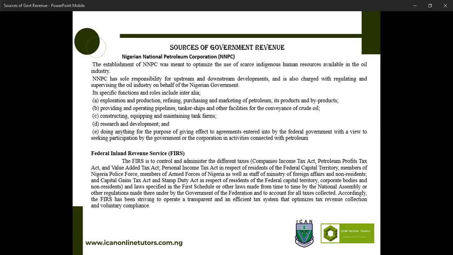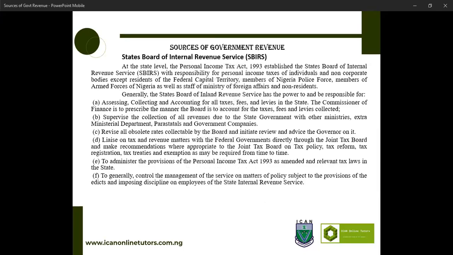And all these laws were specified in the first schedule of the Nigerian Constitution and other laws that will be made from time to time by the National Assembly or other regulations made under the government of the Federation, and to account for all tax collections, which is part of the responsibility of the FIRS. They are the ones to coordinate and monitor all tax collected. Accordingly, the FIRS has been striving to operate a transparent and efficient tax system that optimizes tax revenue collection and voluntary compliance. I believe we are following.